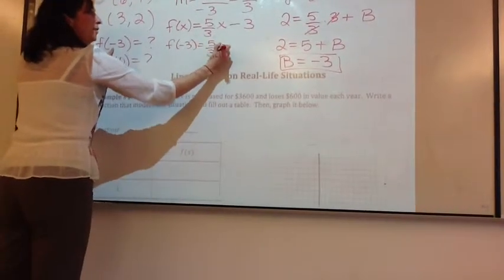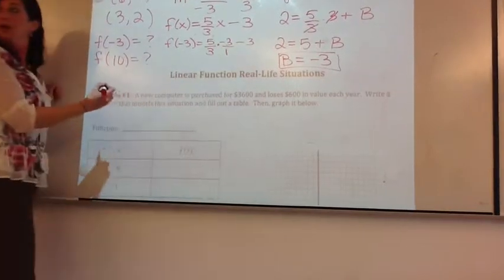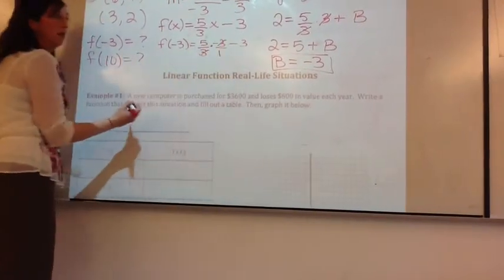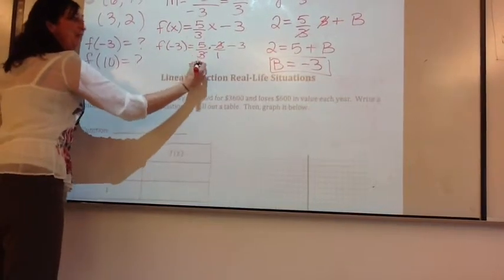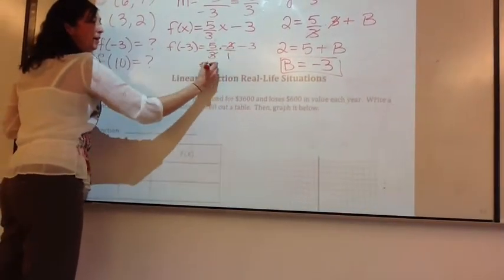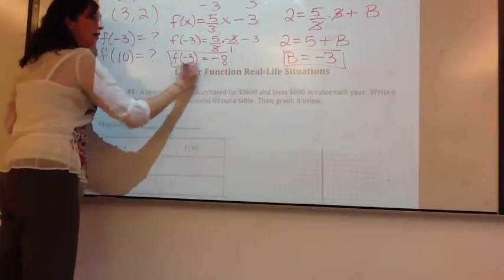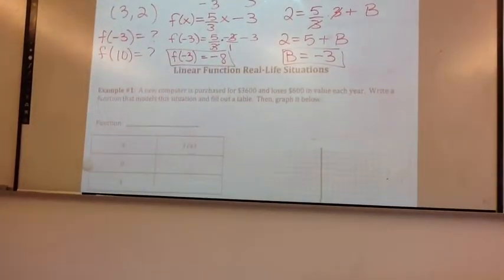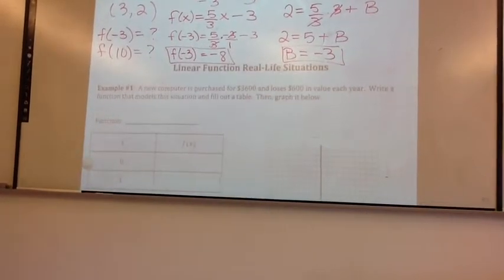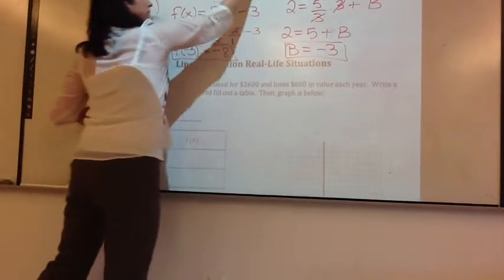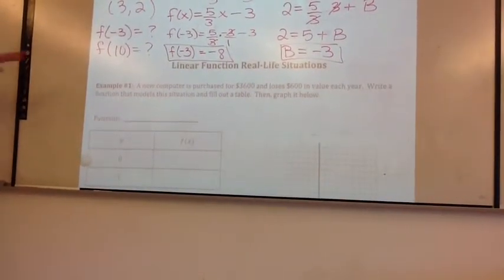5 over 3. Don't be afraid of fractions. What happens to the 3's? Cancel out. Kind of. Don't forget that negative right there, right? Negative 5 minus 3. Negative 8. So f of negative 3 gives us negative 8. Input, output, but you had to get the equation first before you could answer that.